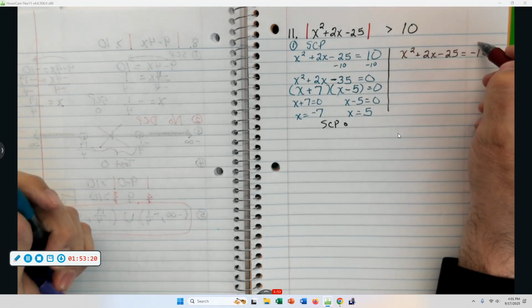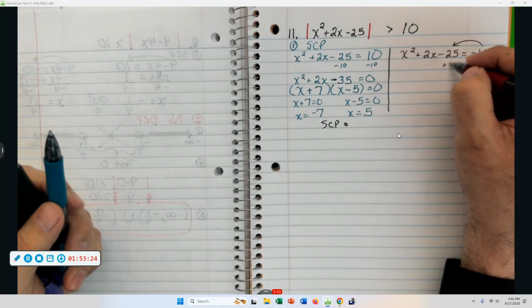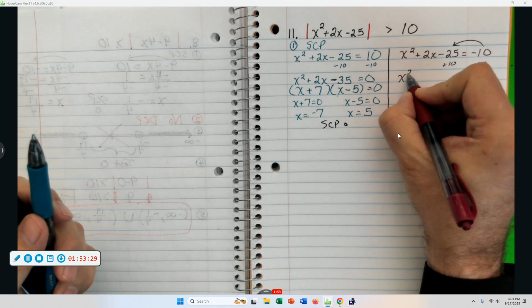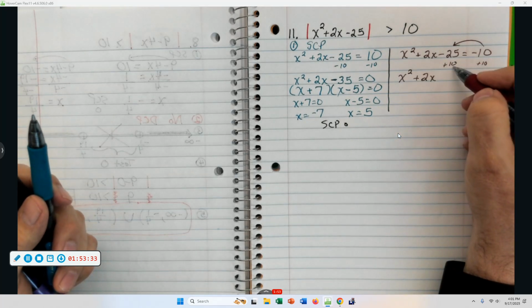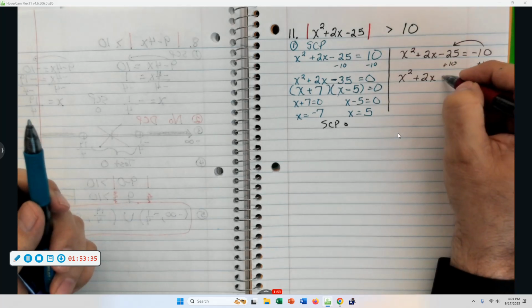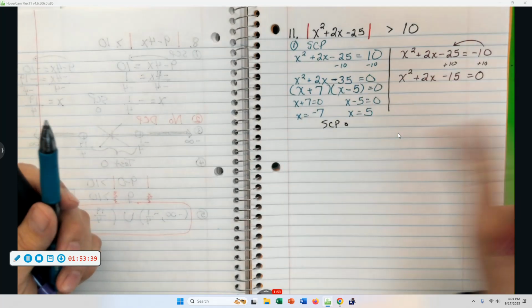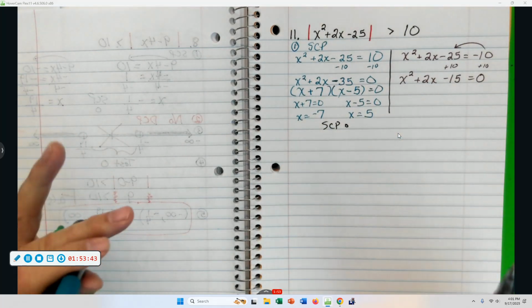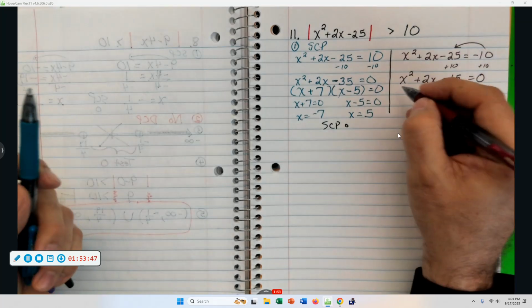Do y'all remember doing this problem at the end of class last time? Add 10 to both sides, or move the 10 over, whatever you want to call it. Negative 25 plus 10 is negative 15. Whoever wrote the code for this problem was a genius, because it always works out so nicely, with things that factor nicely.